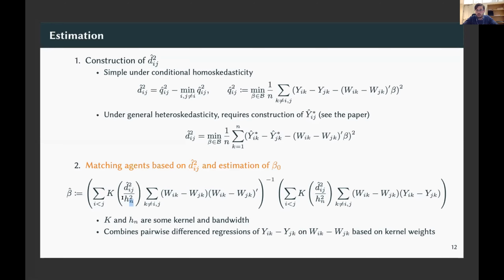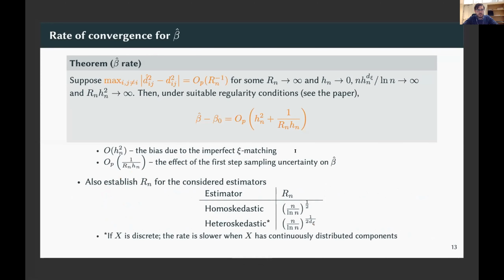So if that pseudo distance is somewhat similar to that bandwidth, then those pairs of agents are probably somewhat similar in terms of size, and they're going to have a non-trivial contribution to estimation. It's an econometrics talk, and I want to show at least one theorem, at least quickly.